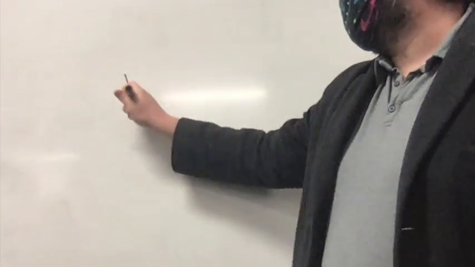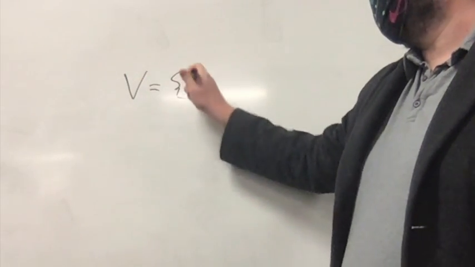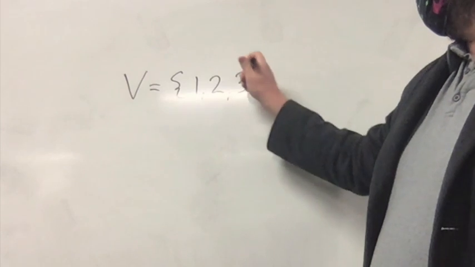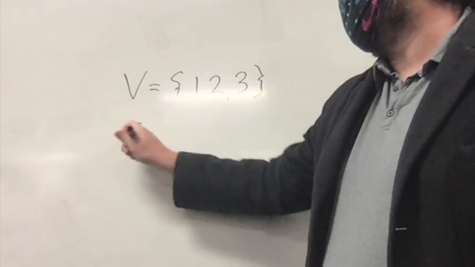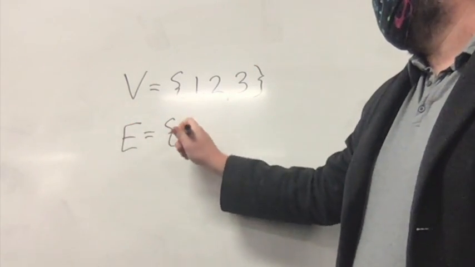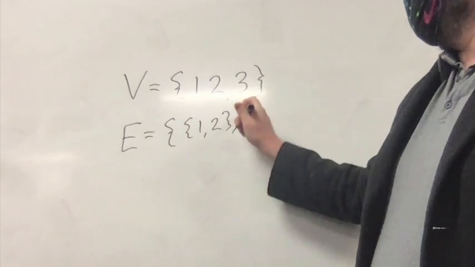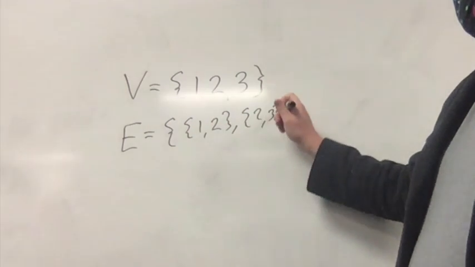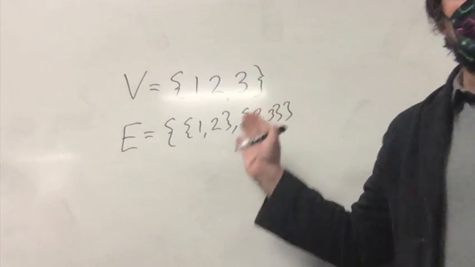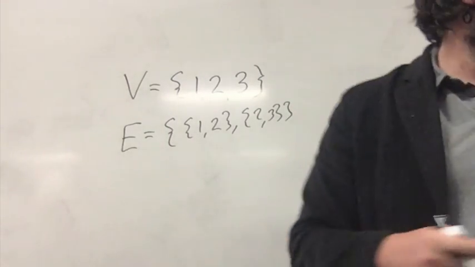You can have a really straightforward graph, like a vertex set of 1, 2, 3, and an undirected graph where the edge set is just {1,2}, {2,3}. And this is a graph. This is a vertex set and an edge set.